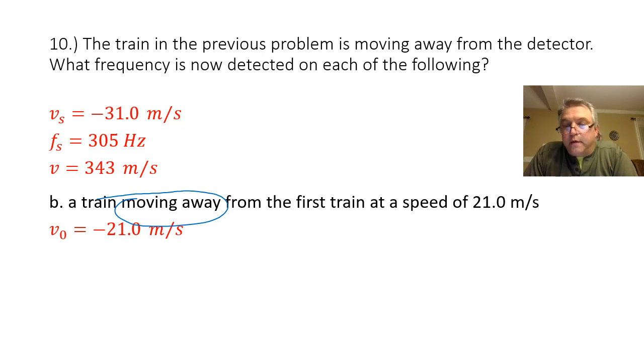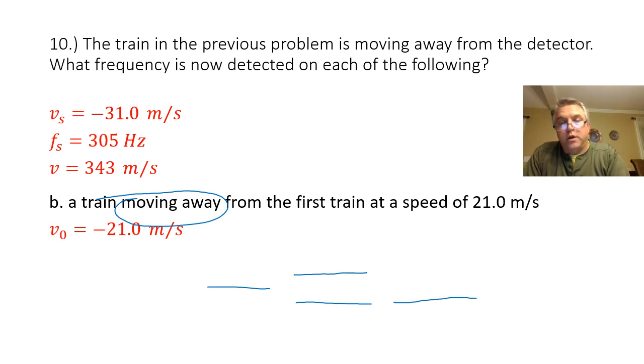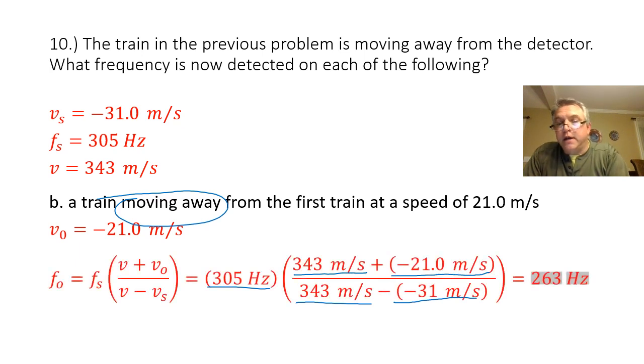Once again, I'm going to plug all of this into the Doppler equation. A lot of this is still staying the same. My frequency of the source is still 305 hertz. The velocity of the sound wave is still 343 meters per second. My velocity of the source is still going to be negative 31 meters per second. And the velocity of my observer is negative 21 meters per second. And when I plug all of those into my Doppler formula and I do out the math, I will get an observed frequency of 263 hertz.